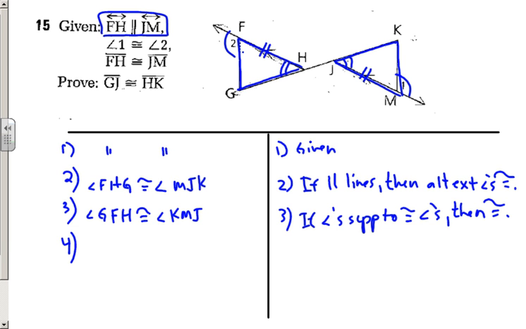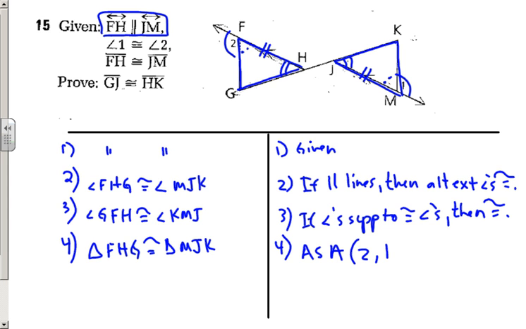Now I could put little marks in there. So now these two triangles, triangle FHG and triangle MJK, are congruent because of angle side angle. I got one angle from step 2, I got my side from the given, and I got my other angle from step 3. Just to check that you did all the angles and sides that you needed, I marked this step that I could prove those congruent.